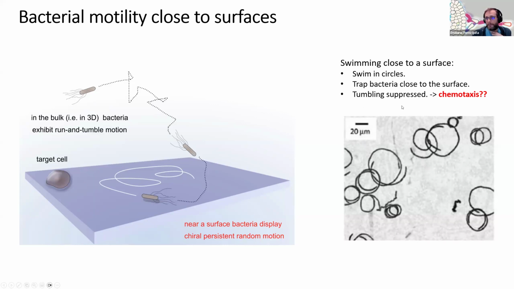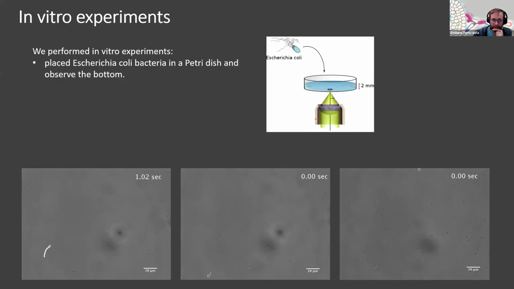And if we don't have tumbling when the bacterium is close to the surface, now we can ask, okay, so how do bacteria perform chemotaxis if they cannot regulate tumbling? To try to answer this question, we performed some experiments where we place Escherichia coli over a petri dish, and then we just observe the bottom of the petri dish. And this is what we found.